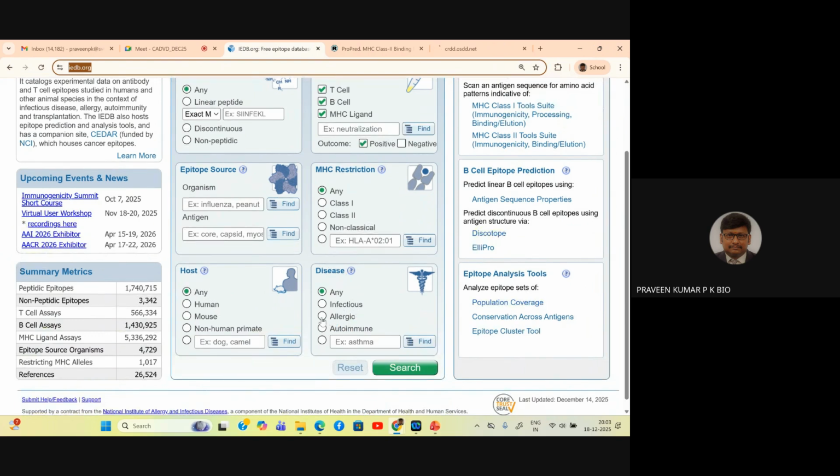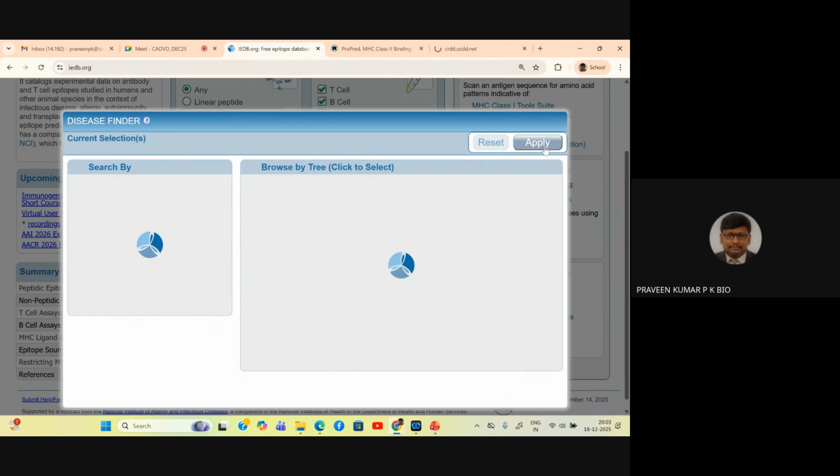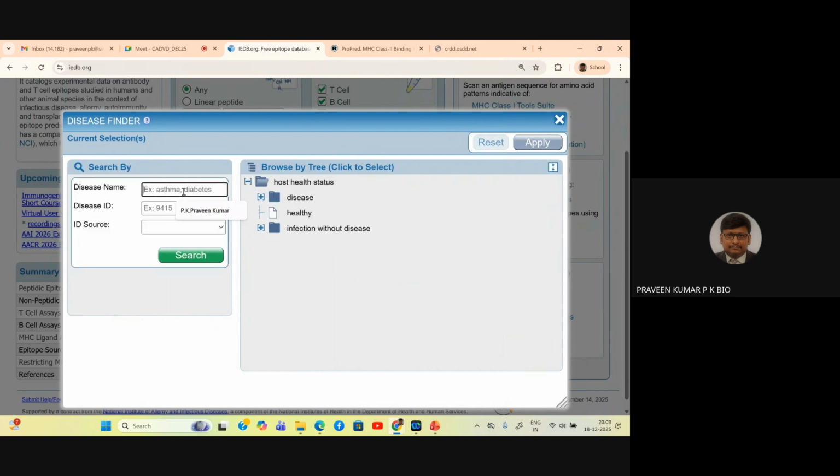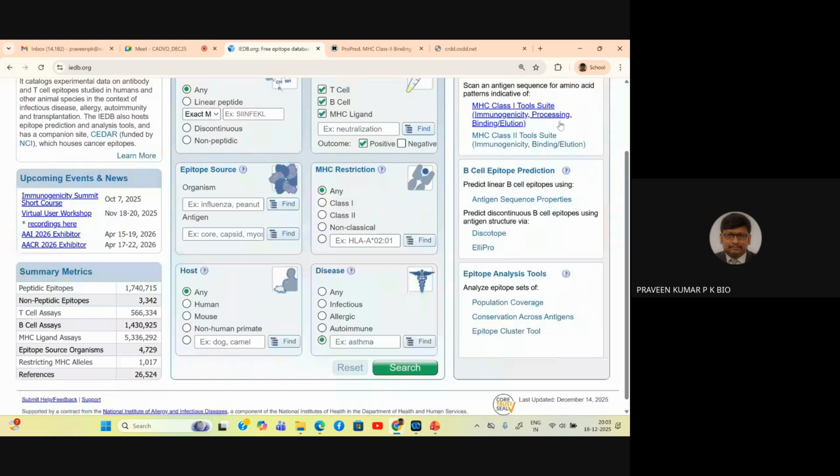If you want to work with allergic disease or autoimmune disease, you can find the information here. If you type asthma, you can see what types of peptides we can use for treatment of asthma. Like this, we can go with any number of diseases. Similarly, if you want to come up with a peptide-based vaccine candidate for human, mice, and even dog, camel, or non-human primates, we can find it from here. We can even find peptide-based vaccines for wild animals.